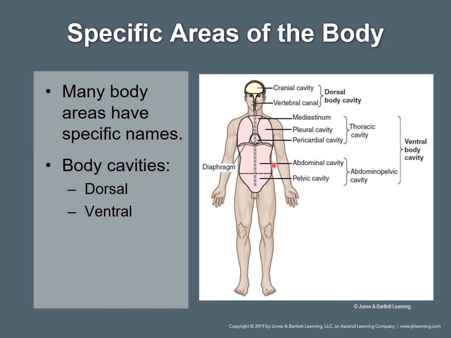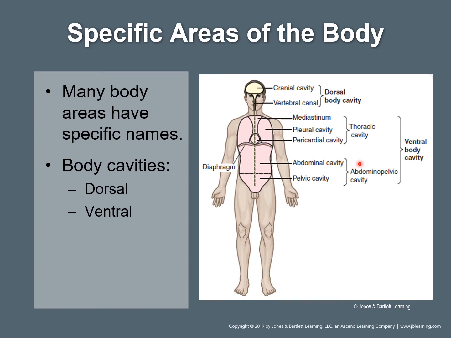Ventral cavities include all of these. They are anterior, which is at the front of the body, and it includes the thoracic cavity. Inside the thoracic cavity, you're going to have the mediastinum here, and that's going to be under your sternum. You're going to have the pleural cavity, which is your lungs, and your pericardial cavity, which is the heart.